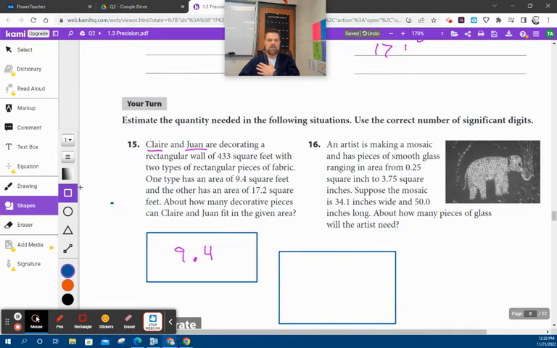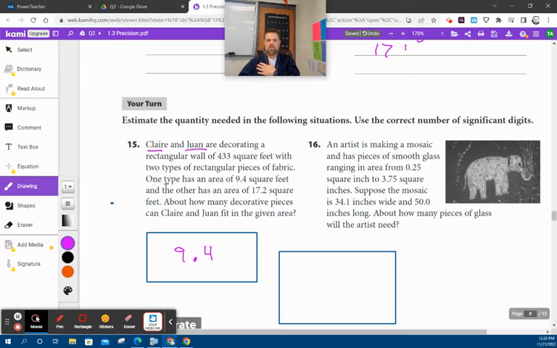There's another rectangle that's bigger. So one type, it says that there are two types of rectangular pieces of fabric. One has 9.4 square feet. The other has 17.2 square feet. How many decorative pieces can Claire and Juan fit in the given area?